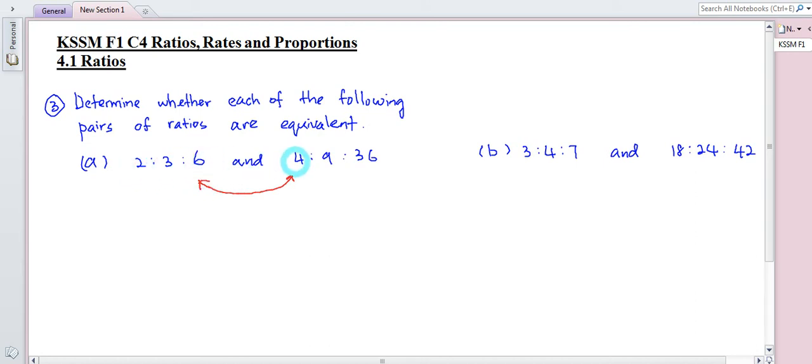Here is 2, here is 4. Okay, let's say you can try this way. If you want to change the 4 to 2, you have to divide it by 2. Then you will change to 2. But the problem is 9 cannot be divided by 2. And 36 can be divided by 2. When you divide it by 2, you will get 18. It's not equal to 6. So these two are not equivalent. Not equivalent ratio.